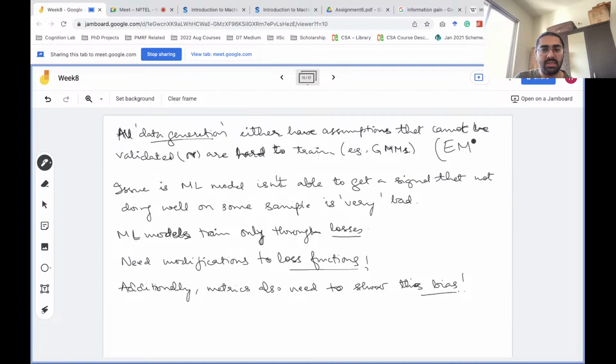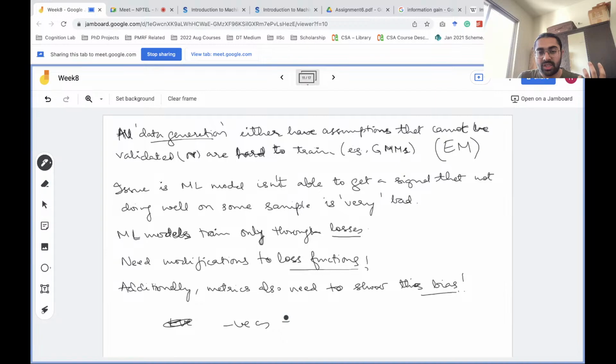So basically the issue is that the ML model isn't able to get a good signal from the loss function, right? It's like saying, okay, this mistake you have made, predicting the negative class as the positive class, was so bad that you should try to fix yourself, right?